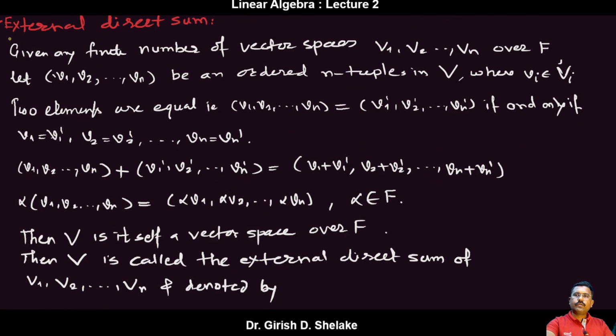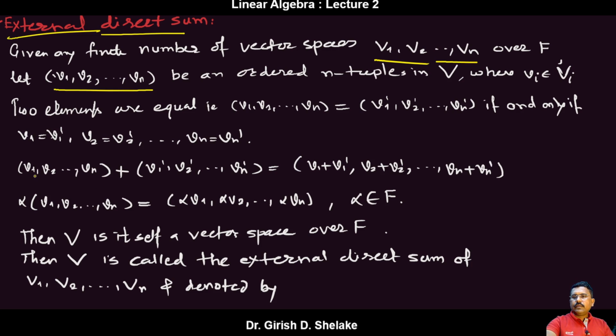Now we consider the definition of external direct sum. Given any finite number of vector spaces V1, V2 and so on Vn over a field F, let this n-tuple be an ordered n-tuple in V where the Vi are in capital Vi. Two elements in V, that is, the n-tuple (v1, v2, and so on vn) and the n-tuple (v1', v2', and so on vn'), are equal if and only if they are component-wise equal. That is, v1 equals v1', v2 equals v2', and so on, vn equals vn'.